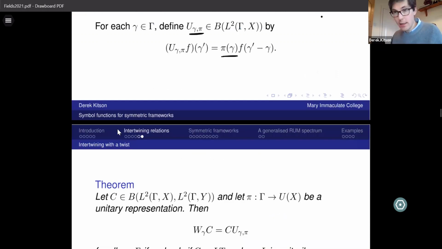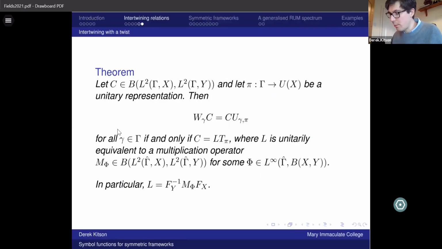So doing all that, we get a similar theorem. We get an intertwining property if and only if our operator, whatever we call it, is, in this case, a product of something that is unitarily equivalent to a multiplication operator, or it's a composition, I should say, and a unitary operator T pi, which is coming from the twist. Okay, so that's sort of the first step of the paper, is to establish that we have such a multiplication operator and such a symbol function phi here.